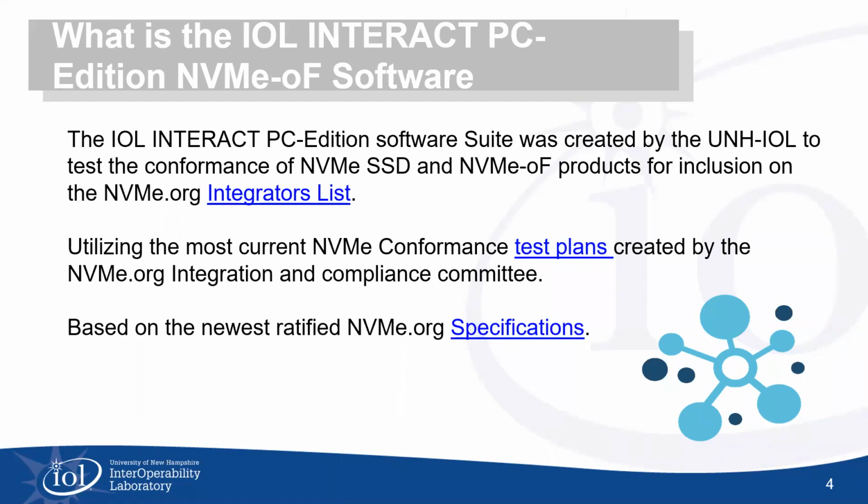And what NVMe.org decided was that they'd like to have an actual compliance program, or what they call an integrators list. And what this means is, in order to get onto the integrators list, you need to be able to pass a certain suite of conformance tests, as well as a certain suite of interoperability tests, to make sure that your product is up to snuff to the specifications coming out of NVMe.org. And that's how the whole ecosystem works.